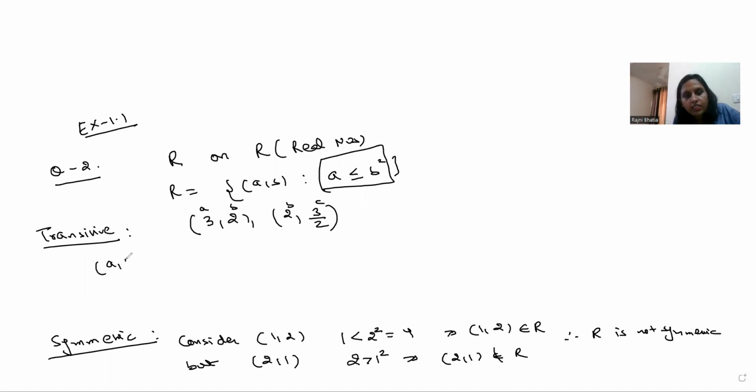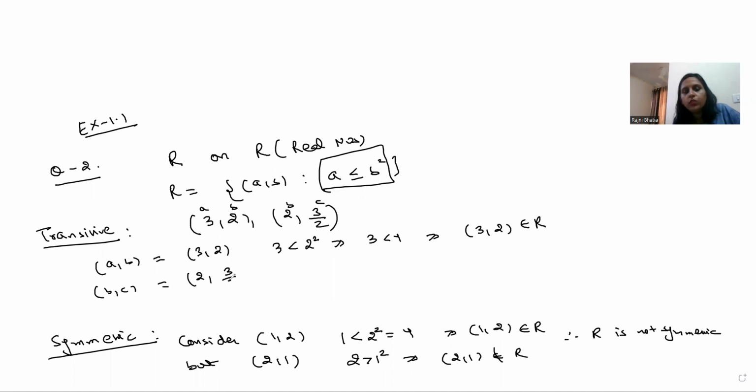So first of all, we'll consider (a, b), which is (3, 2). Now 3 is less than the square of 2. This implies 3 is less than 4. So we can say (3, 2) belongs to R. Now we'll come to (b, c). (b, c) is (2, 3/2). 2, we need to compare it with the square of 3 by 2, which is 9 by 4. Now 9 by 4 will give me 2.25. So I can simply say 2 is less than 2.25. This implies (2, 3/2) also belongs to R.